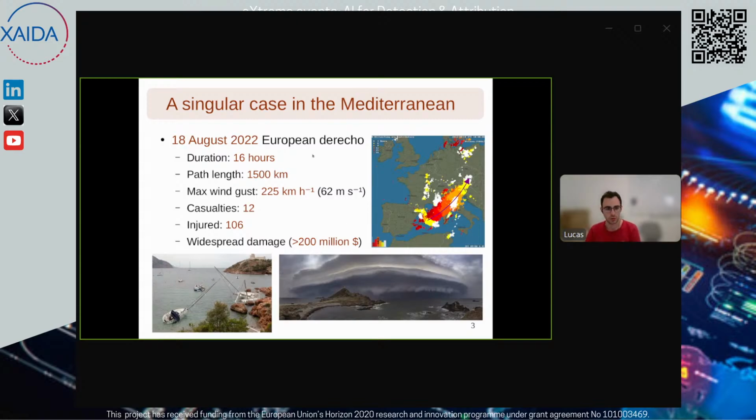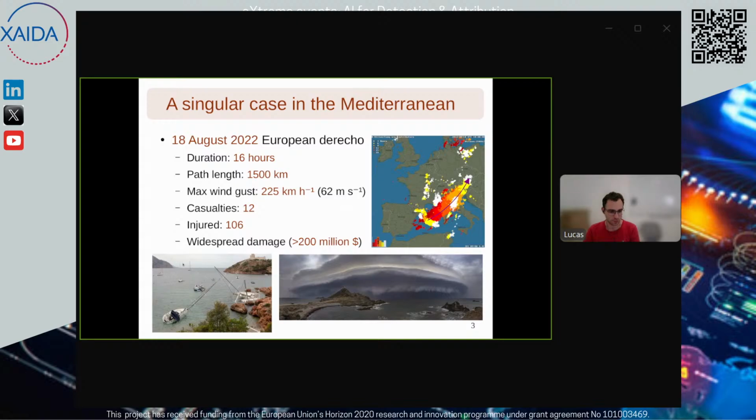Again, here are some figures about this event. On the right picture, you have the representation of the lightning strikes colored by their timestamp from red to white. You can see we have a lot of lightning and a coherent chronological progression. This storm lasted 16 hours, propagated over a very long distance, and produced very strong wind gusts. It caused several casualties and injuries, and also widespread damage.